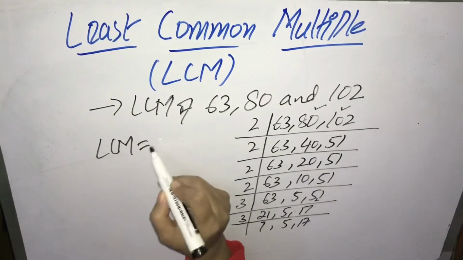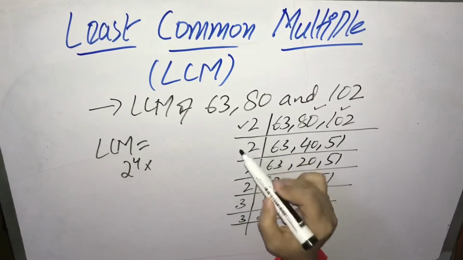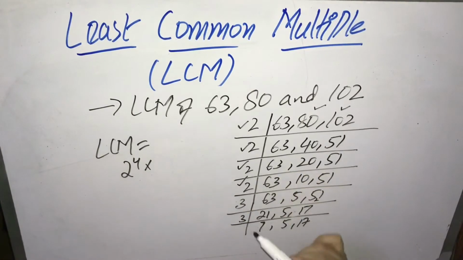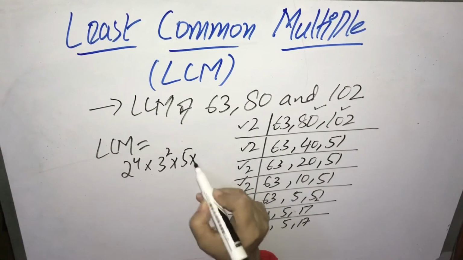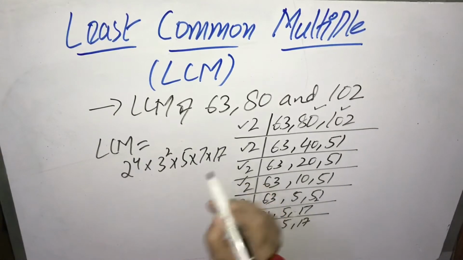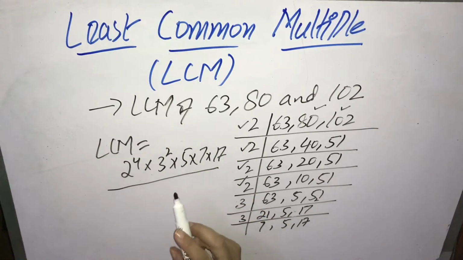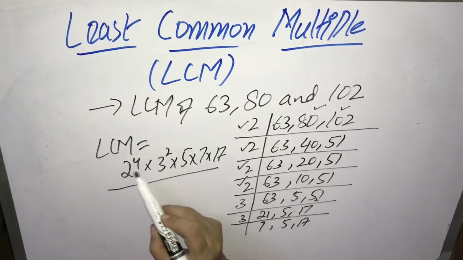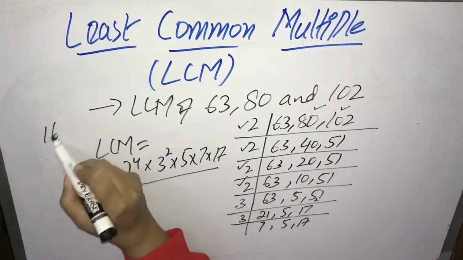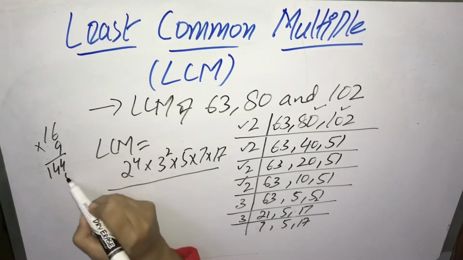LCM has 2 power 4, cross 3 power 2, cross 5 cross 7 cross 17. I can leave my answer as it is, otherwise I can multiply all these and get the answer. 16 into 9, 144, and so on.